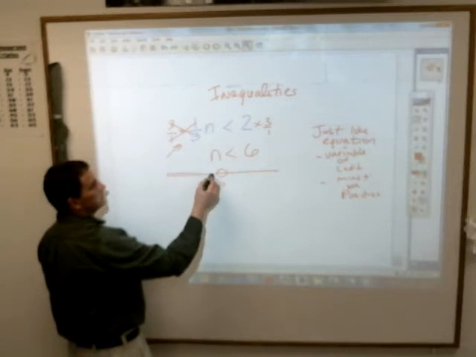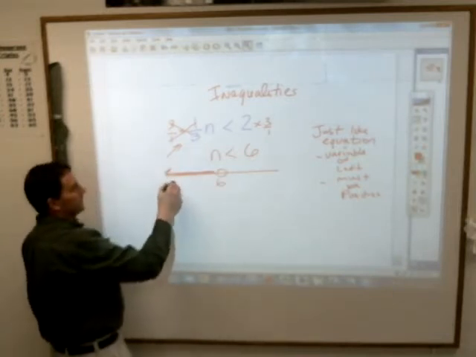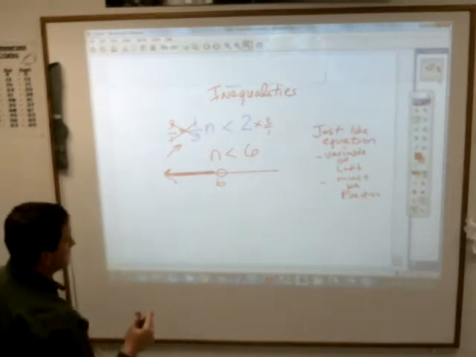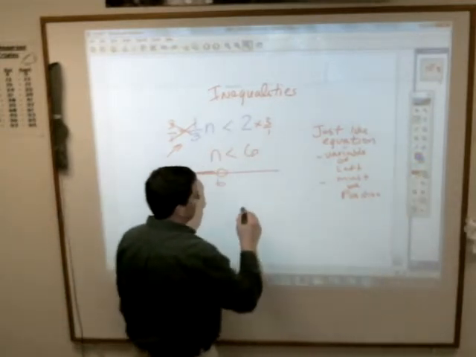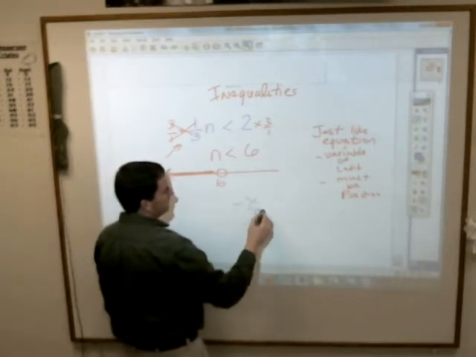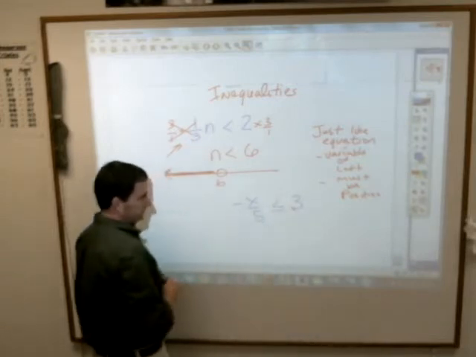Which way does 0 go? To the side that's smaller than. That's all well and good. The problem usually comes when we have negative signs. How about this example? Negative x over 5 is less than or equal to 3.